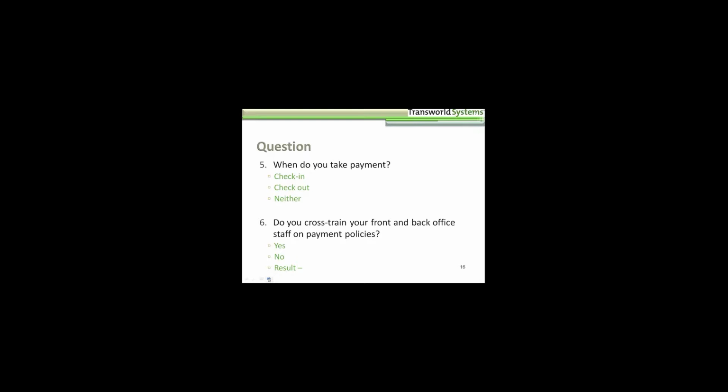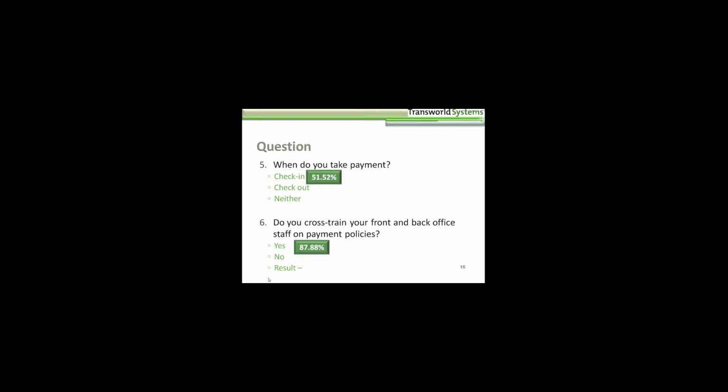So these questions: when do you take payment? Check-in or check-out, or neither? That would mean you bill the insurance sometimes. You would bill the patient later. And then question number 6, do you cross-train your front and back office staff on payment policies?